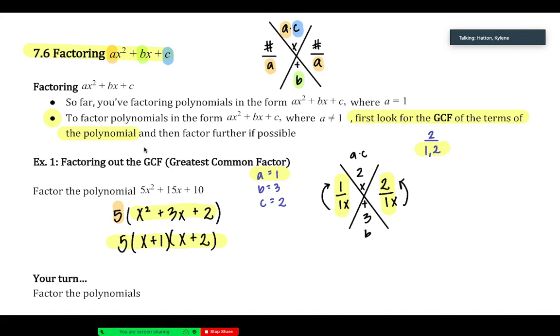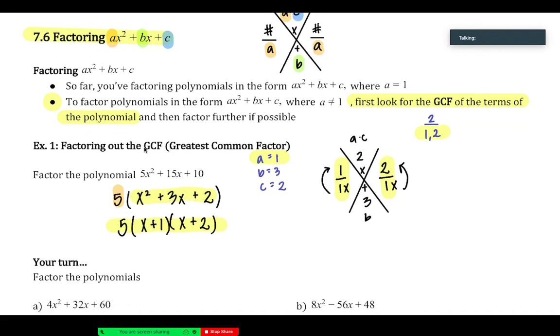And then with these ones, you can still check by foiling and stuff. It's a little bit different now because we have that 5 out in front. So I would recommend foiling first and then distributing the 5 in after. It's pretty much just like doing things completely in reverse order. So if I want to check it, I'm going to foil first. I'm just going to leave the 5 out in front.